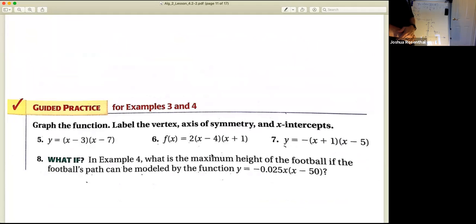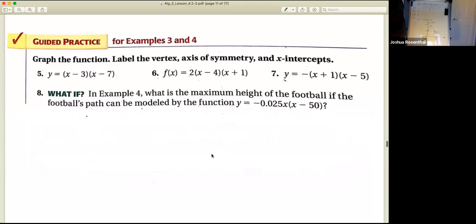So it'd be 25 times negative 25. So it'd be positive. So you're going to have 625 times 0.025. You just plug them in, and that's what you get. It's 15.625 feet. Okay.